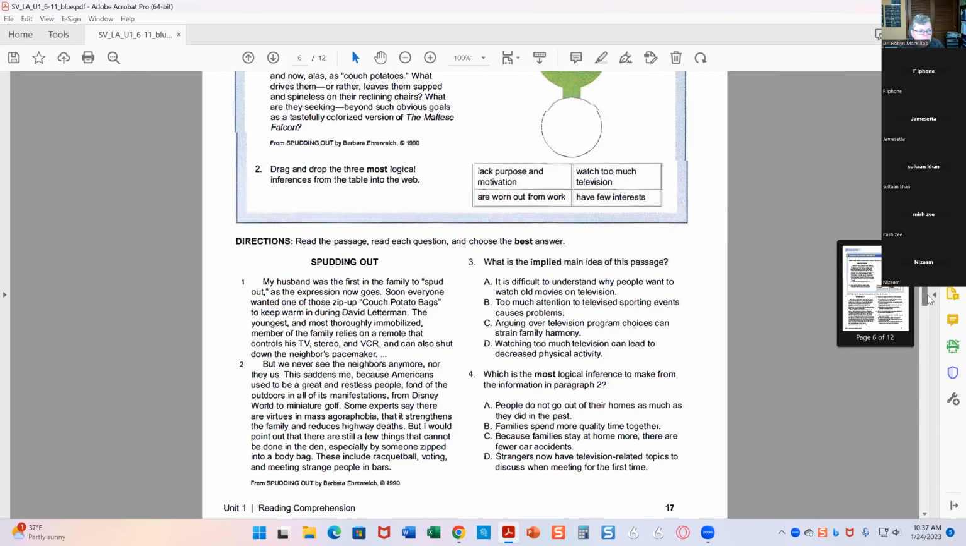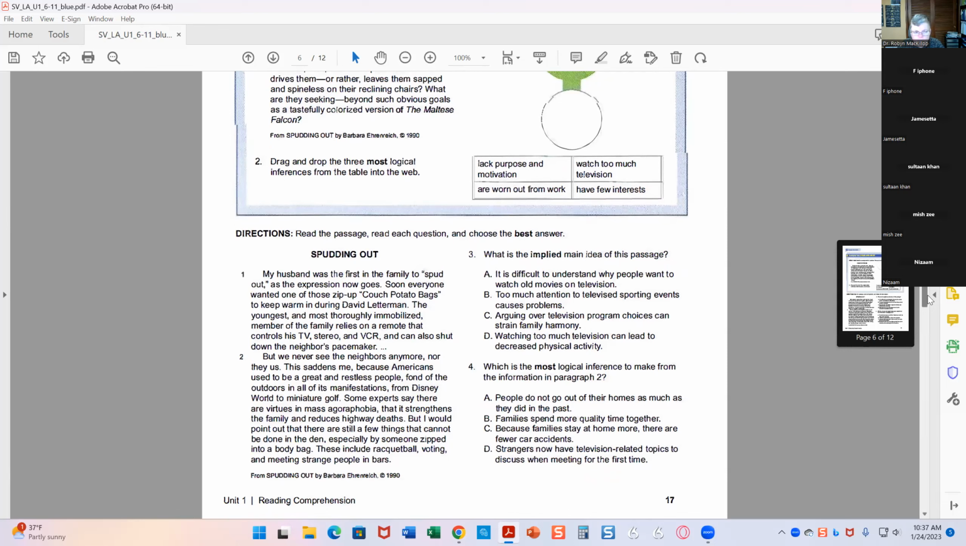Whoops. And then let's do spudding out and we'll call it a day. Spudding out. My goodness, I'm not even sure what that is. We'll find out. We're looking for an implied main idea. So it's not the stated main idea, but an implied main idea. And what is the most logical inference to make from the information in paragraph 2? Kind of forced to read it. It's short, so it's okay.